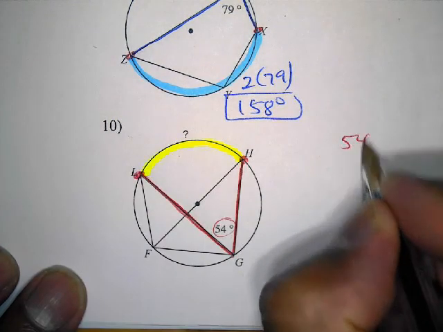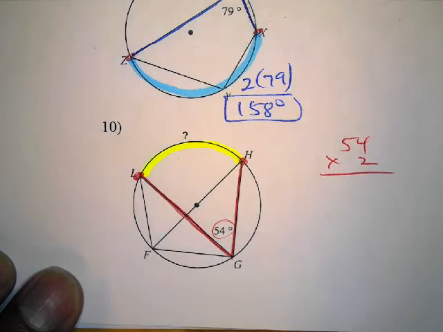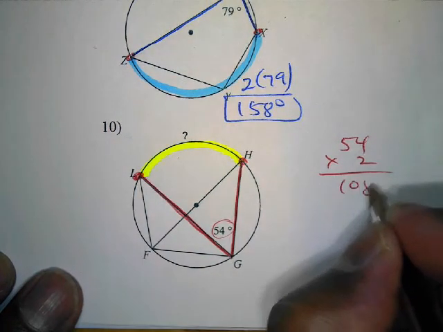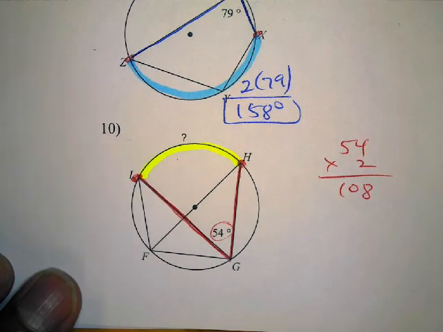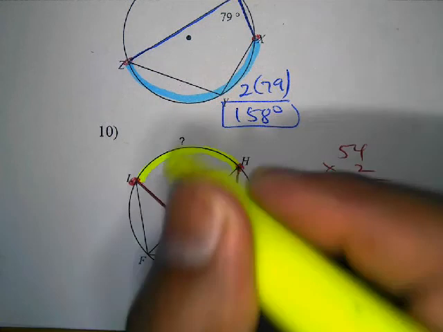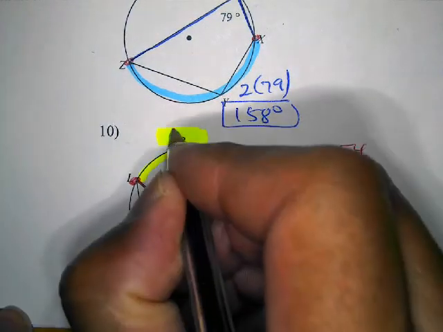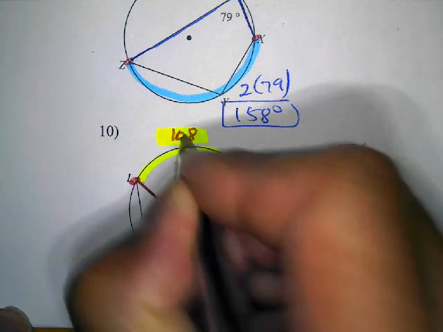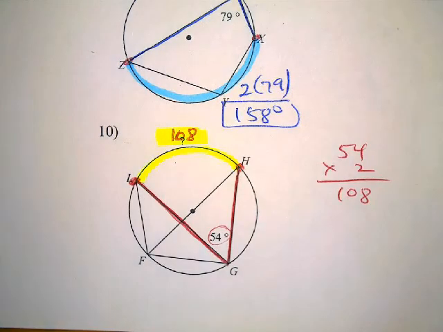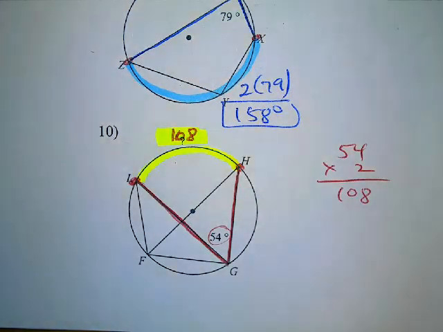If this one's 54 and it forms this arc, this is an inscribed angle, this is 54, this one's going to be 54 times 2, right? Double of it. That's going to be 108. So that means that this arc is 108.